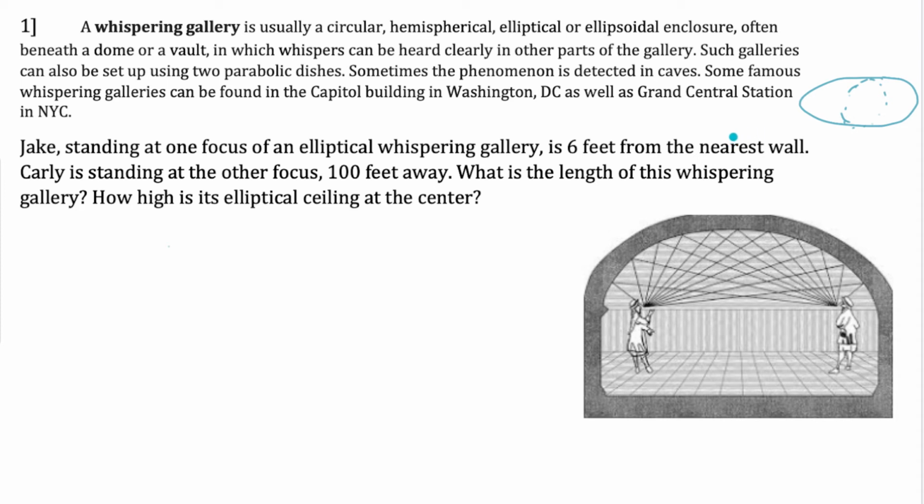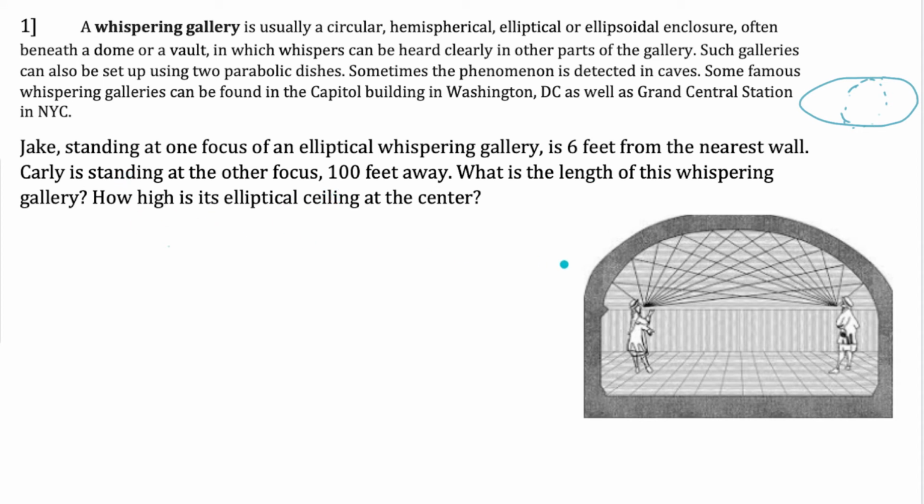Two of the most famous ones are at the Capitol building in Washington, D.C., and the other one is in Grand Central Station. You can literally stand at one focus of the ellipse and whisper, and someone standing at the other focus of the ellipse can hear you. So a lot of ellipse applications have to do with whispering galleries.